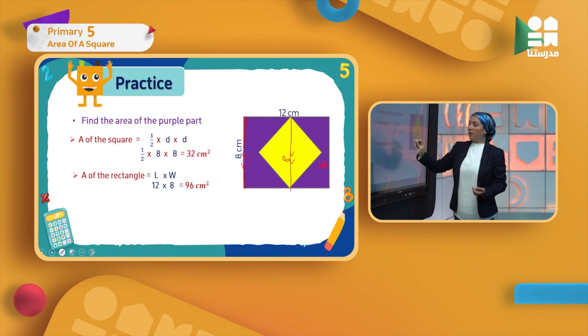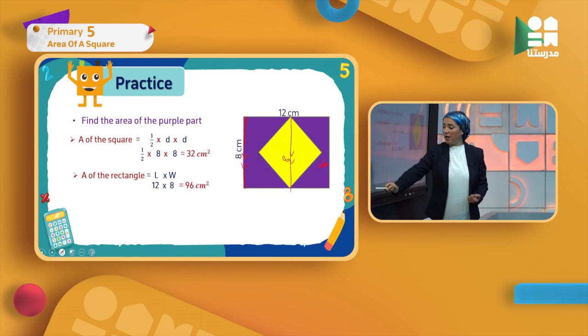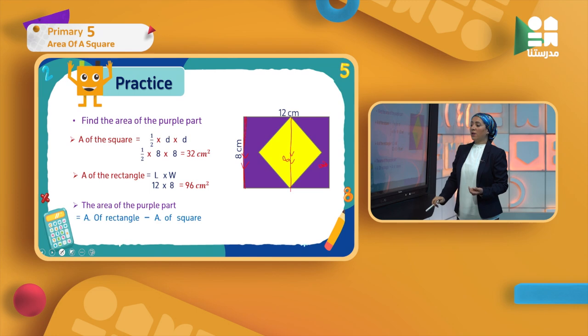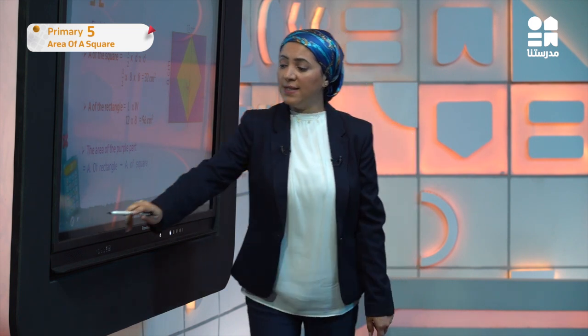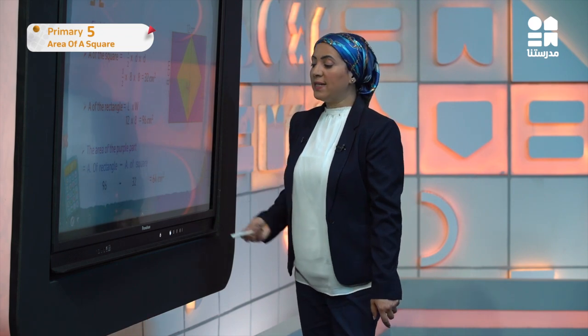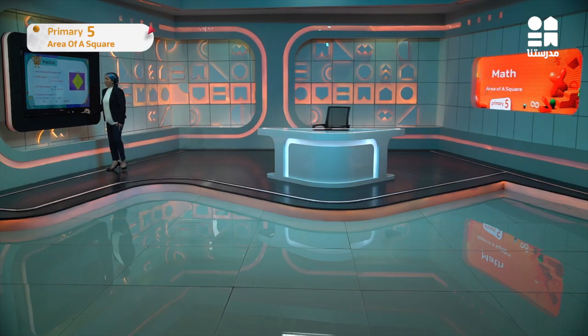Then I can subtract them from each other. The area of the purple part is the area of the rectangle minus the area of the square. So it's 96 minus 32 equals 64 centimeters squared. Okay.